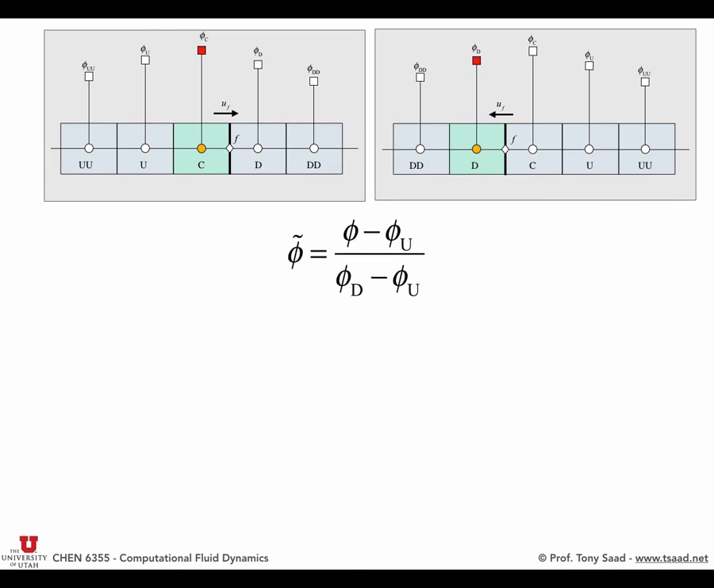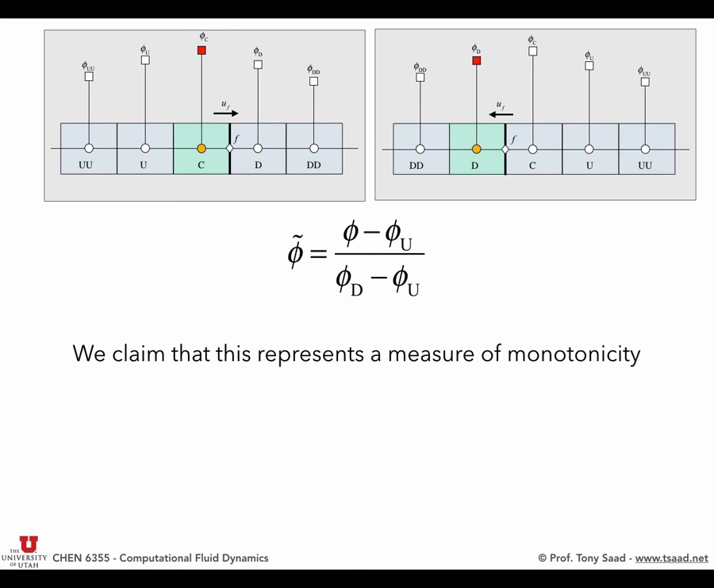Now, I claim that this phi tilde is a clear measure of monotonicity. So let's see how. We're going to assume a bunch of profiles in real space and transform them into tilde space, see how the value of phi tilde changes, and then decide where we are monotonic and where we are non-monotonic.